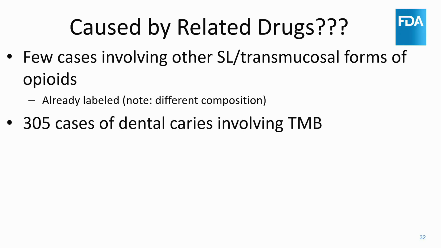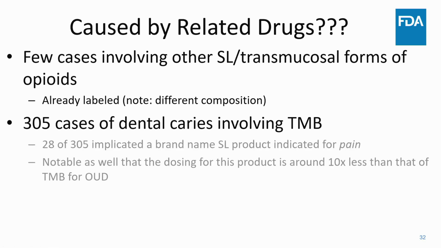But when you look at the 305 cases involving transmucosal buprenorphine, 28 of them implicated a brand name product that was indicated for pain. So why is this important? Well, there's only one TMB product that has the indication for pain. And it's worth mentioning that the dosing is like 10-fold less than the OUD indication. So if you take the 28 over 305, that means almost 10% of the cases were in patients being treated for pain, taking far lower doses.